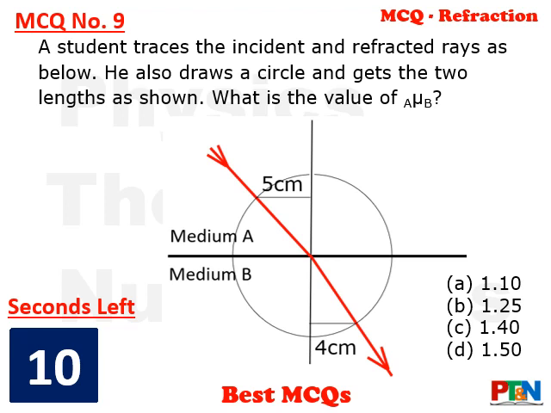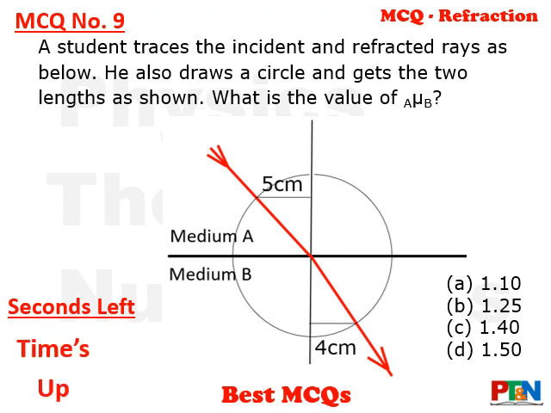Next MCQ. A student has done an experiment to find out the refractive index. So he got the rays as shown in red. So a student traces the incident and refracted ray as below. He also draws a circle and gets the two lines as shown. What is the value of A mu B? Three options. Your timer for 10 seconds starts now. Time's up. Let's see the answer.